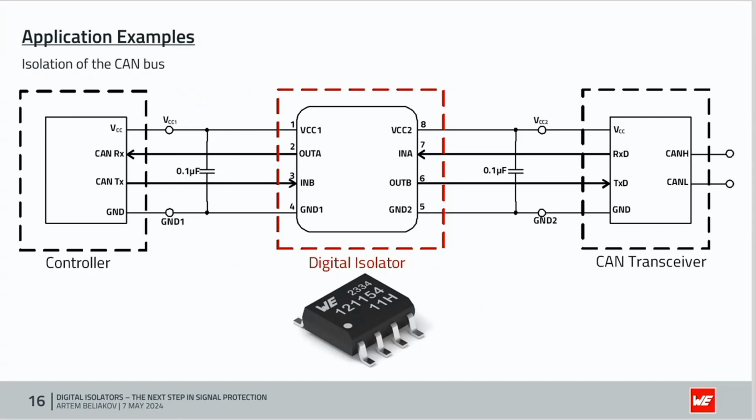On the next slide, you can see isolated CAN interface. And again, on the left side, you can see some microcontroller. On the right side, you can see CAN transceiver and the 2-channel digital isolators in the middle with 1 channel configuration. For this solution, as you can see, you need some external power supply based on discrete components, for example, based on isolated power modules.